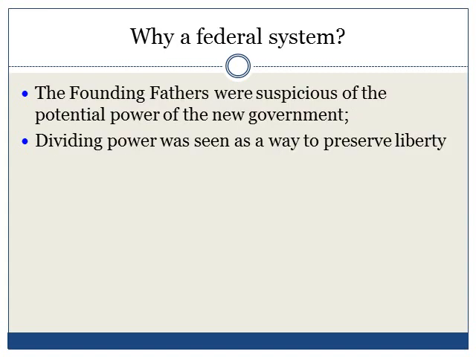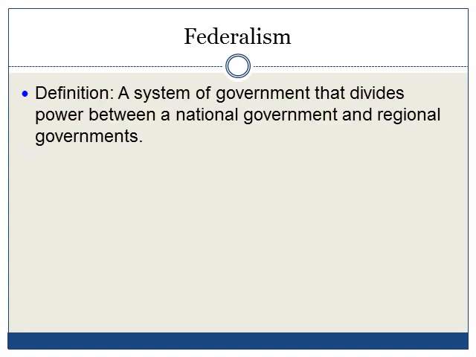Now, why do we have a federal system? Well, the founding fathers, I should say, were suspicious of power. They had just fought a war. They didn't want to centralize the government again. This was seen as a problem. And so they wanted to divide the power to preserve liberty. The way they thought they could preserve this liberty was to make it so that power was not concentrated in one place.